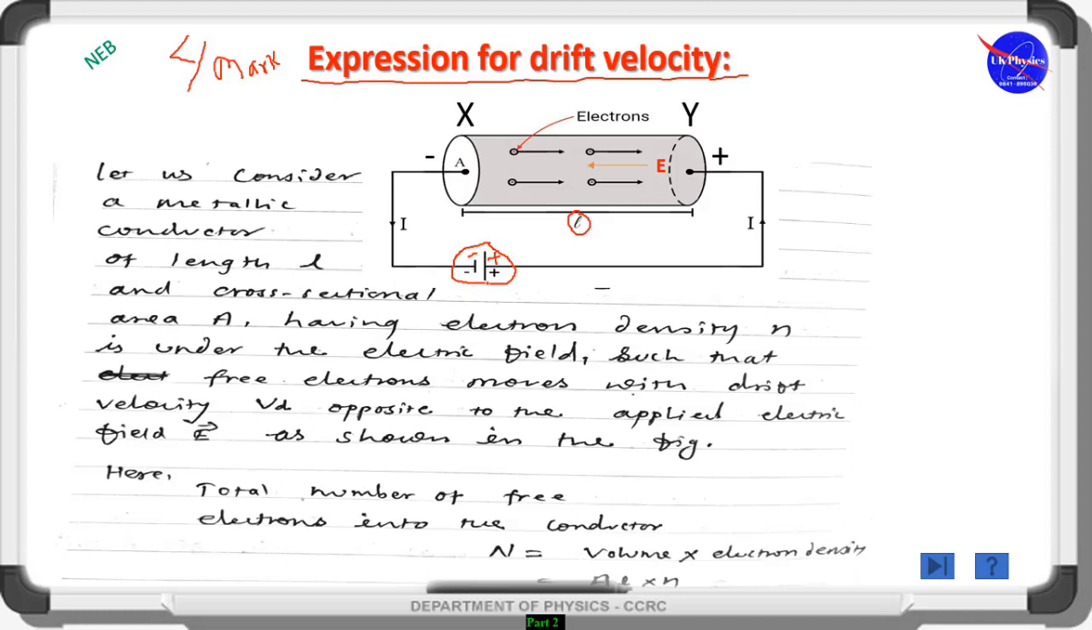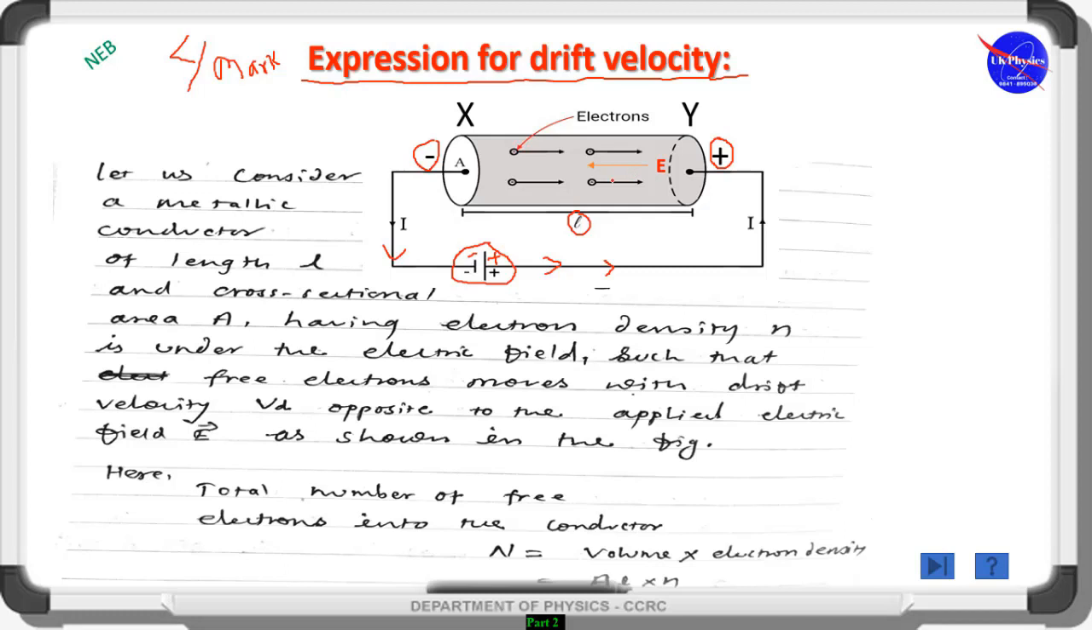The battery has positive and negative terminals, which is clear in the figure, and the direction of flow of current is always from the positive to the negative terminal of the battery. So the end Y becomes positive because Y is connected to the positive terminal of the battery, and this X end is connected to the negative terminal of the battery. So this end is negative and this end is positive.